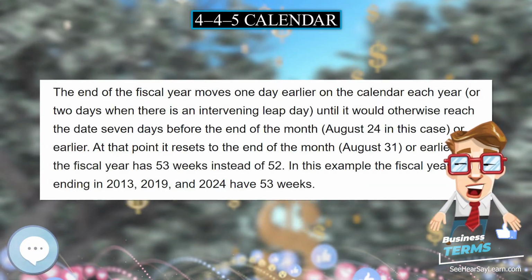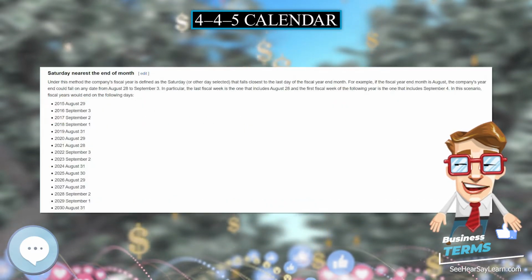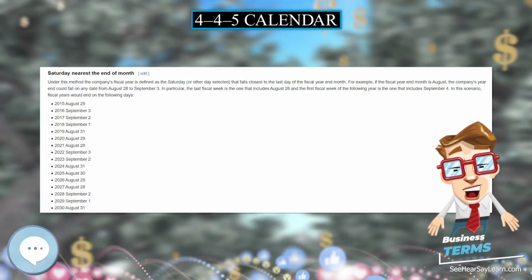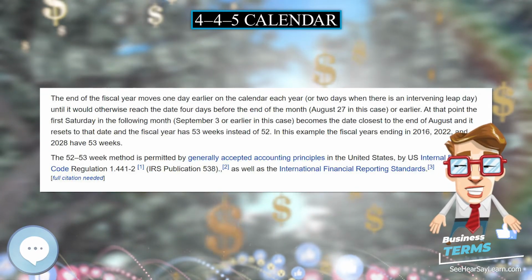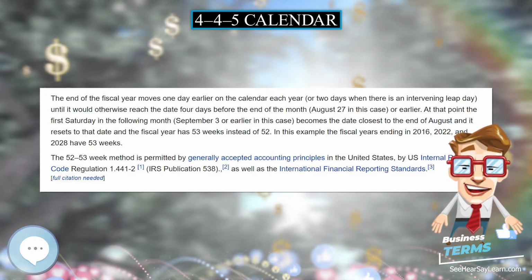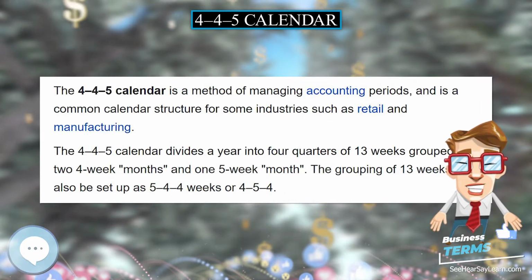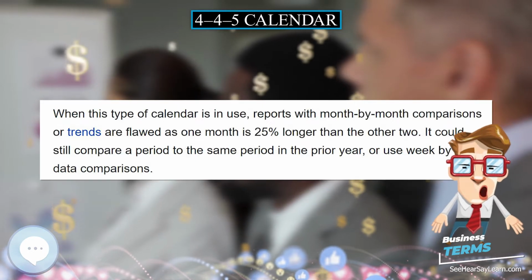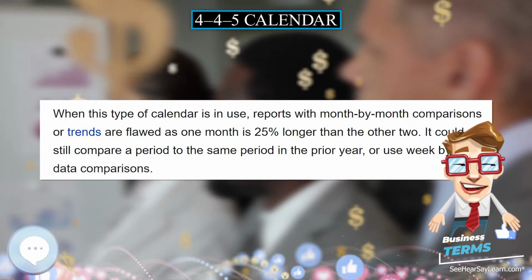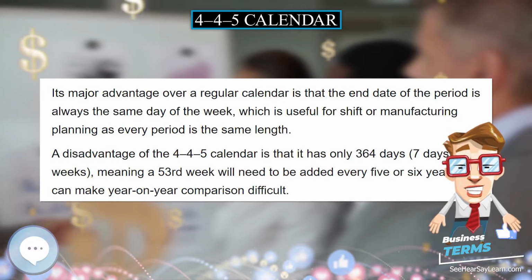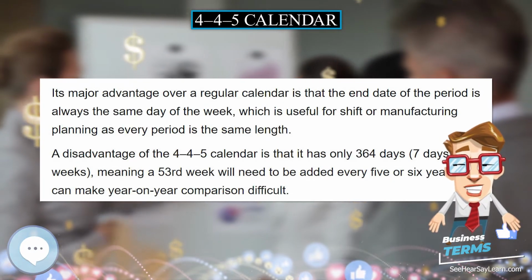52-53 week fiscal year. The 52-53 week fiscal year is a variation on the 445 calendar. It is used by companies that desire that their fiscal year always end on the same day of the week. Any day of the week may be used, and Saturday and Sunday are common because the business may more easily be closed for counting inventory and other end-of-year accounting activities. There are 2 methods in use.